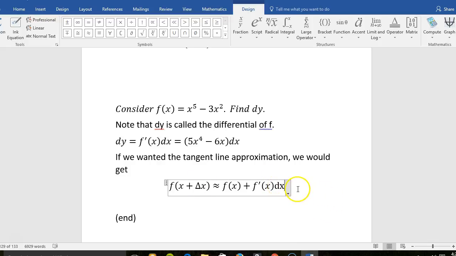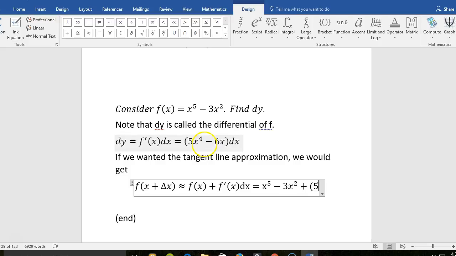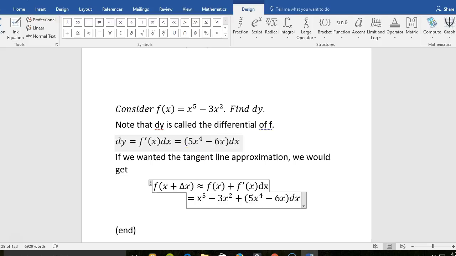But anyway, now what would this be in terms of, I've got a particular function though. I do know what my function is, and I do know what f prime is as well. So f of x is going to be, well, my f of x is just x to the fifth minus 3x squared. Now plus, I'm going to need a parenthesis. Now f prime of x, we determined it's this guy right here, and then dx.